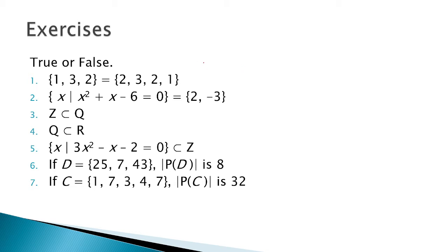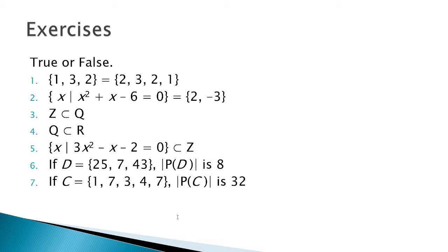Okay, let's start with number 1. We have 2 sets. Equal daw ba si {1, 3, 2} kay {2, 3, 2, 1}. So, this is true. Now, bakit true? Kahit na dalawang beses nabanggit yung 2 dito sa kabilang set, again, the members are assumed to be distinct. So, kahit na dalawang beses siyang binanggit, our sets are still equal to each other, kasi same lang sila ng elements natin.